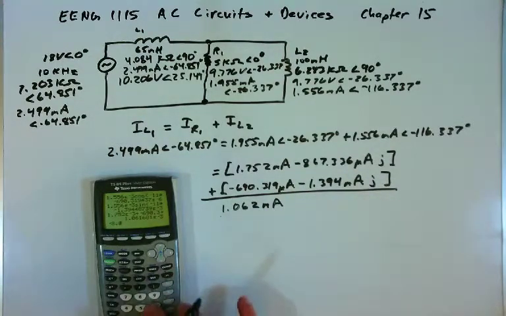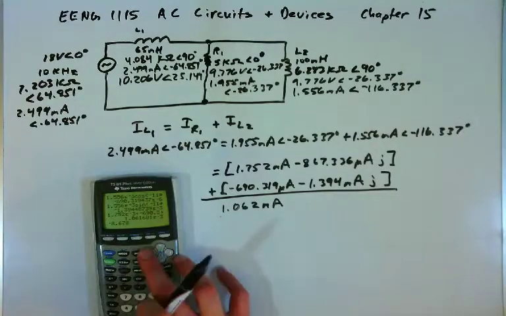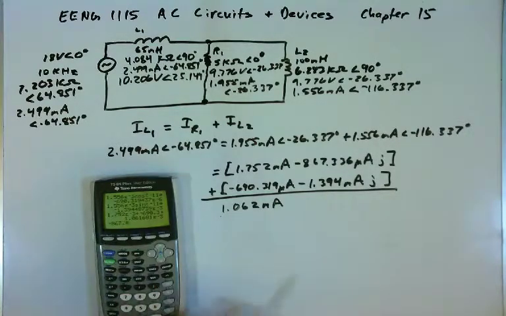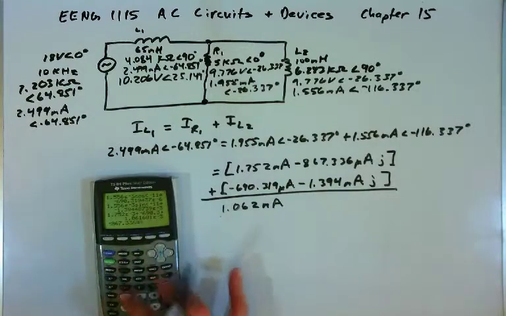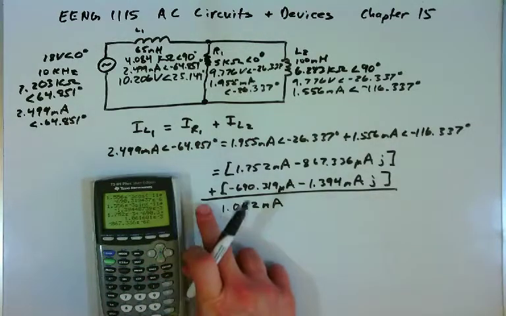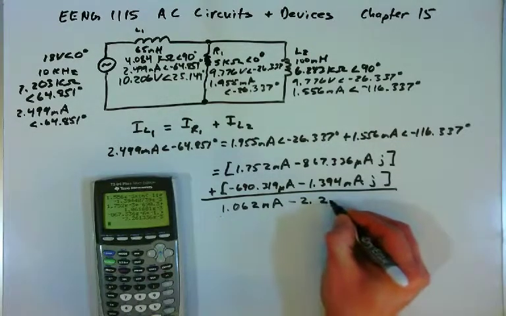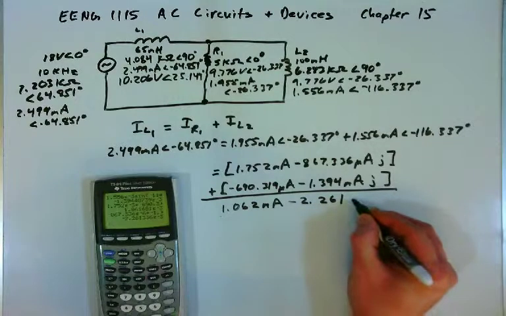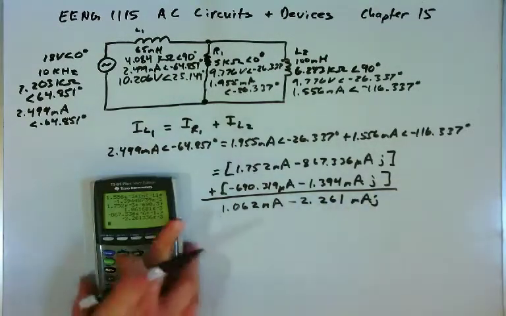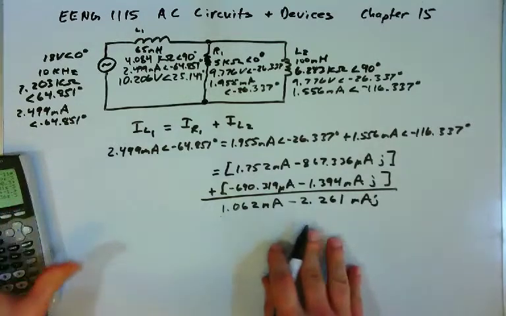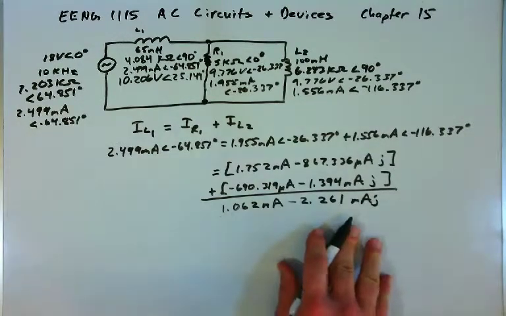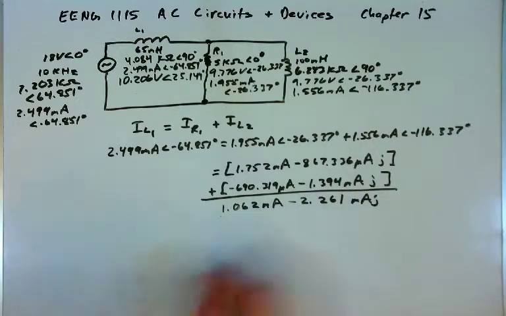We have a negative 867.336. That's micro. And I'm adding a negative 1.394 milli. And we get negative 2.261 milliamps J. And so to see if our answers are right, we need to convert this back to polar form to see if it matches this.